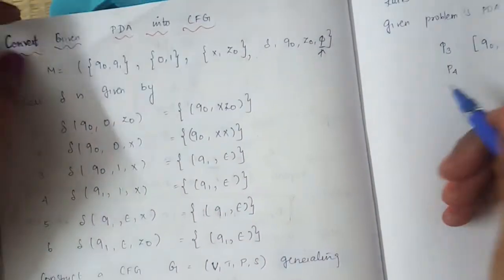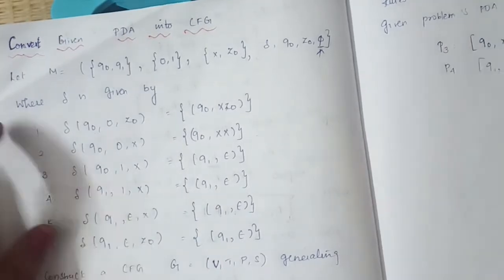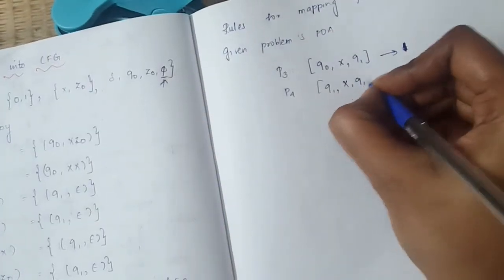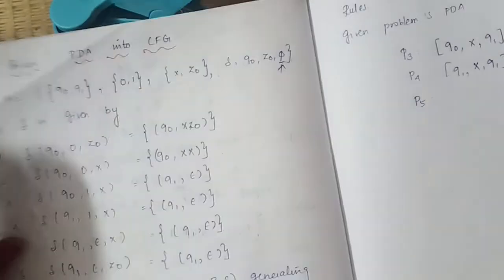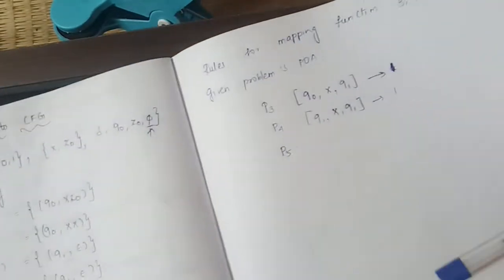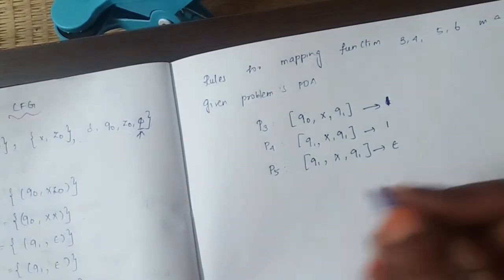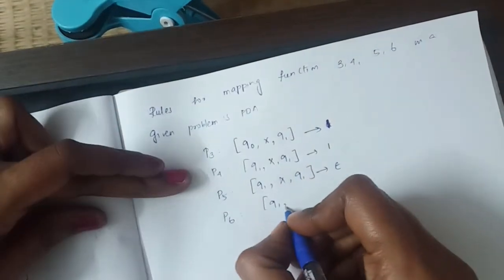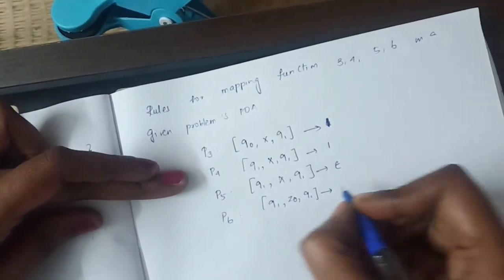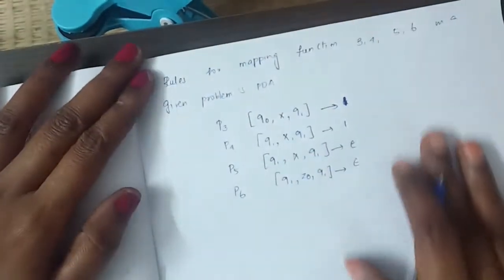Similarly, we'll have Q1 x Q1 derives 1. See here, P5: Q1 x Q1 derives epsilon. And similarly you have P6: Q1 derives epsilon. So this is my terminal rules, right? These are all terminal rules.